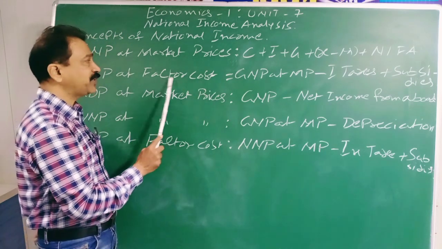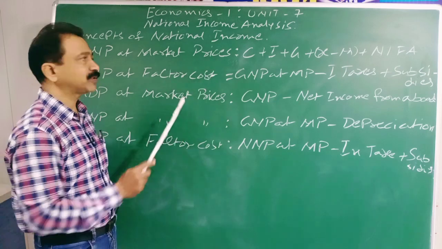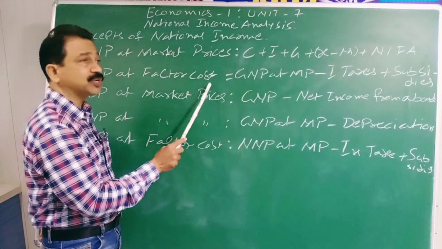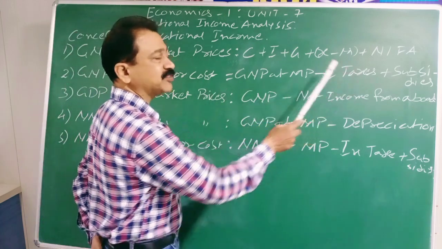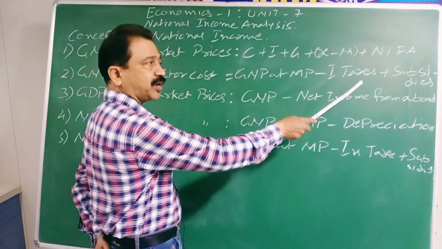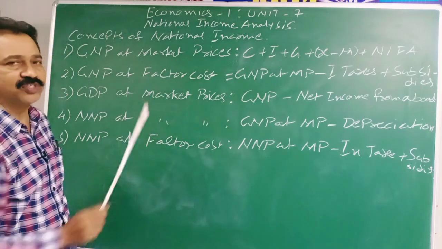Generally, GNP at factor cost will be less than GNP at market prices. GNP at market prices is greater than GNP at factor cost because of indirect taxes. That's why we remove indirect taxes and we add government subsidies, then we will get GNP at factor cost.